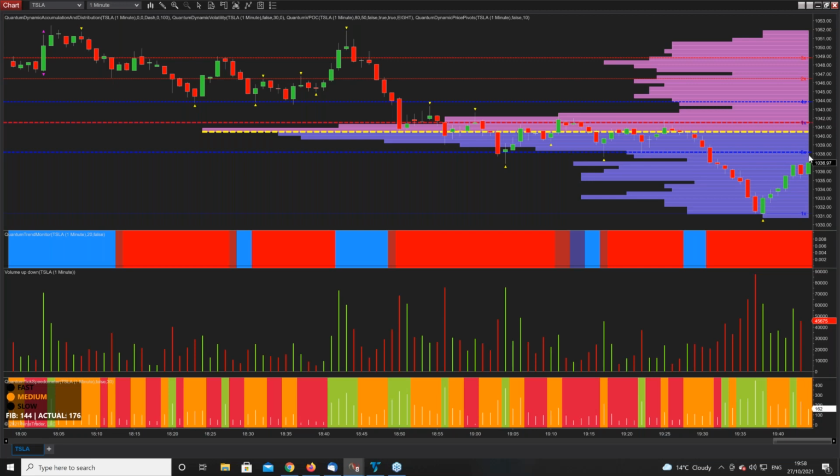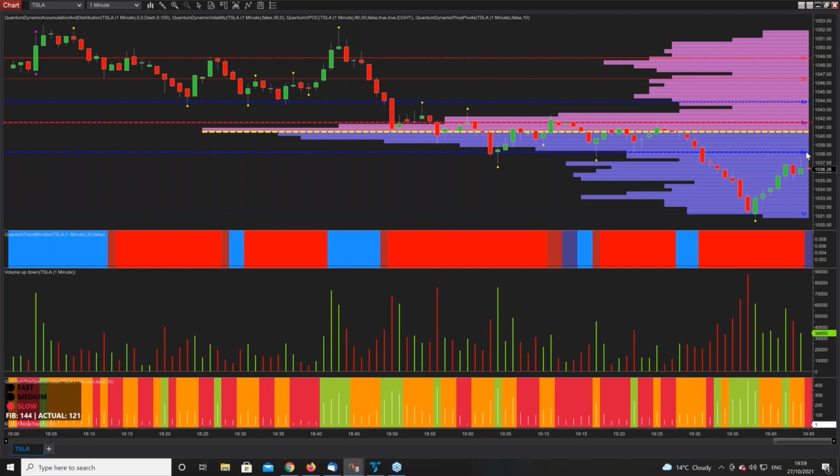Just as I'm speaking, you can see we've got a very strong level. This is on the 1 minute chart. We've got a very strong level on the accumulation distribution indicator here of price-based resistance coming into play at 1038. So if the market is going to test that, fine, it's an area to be aware of.